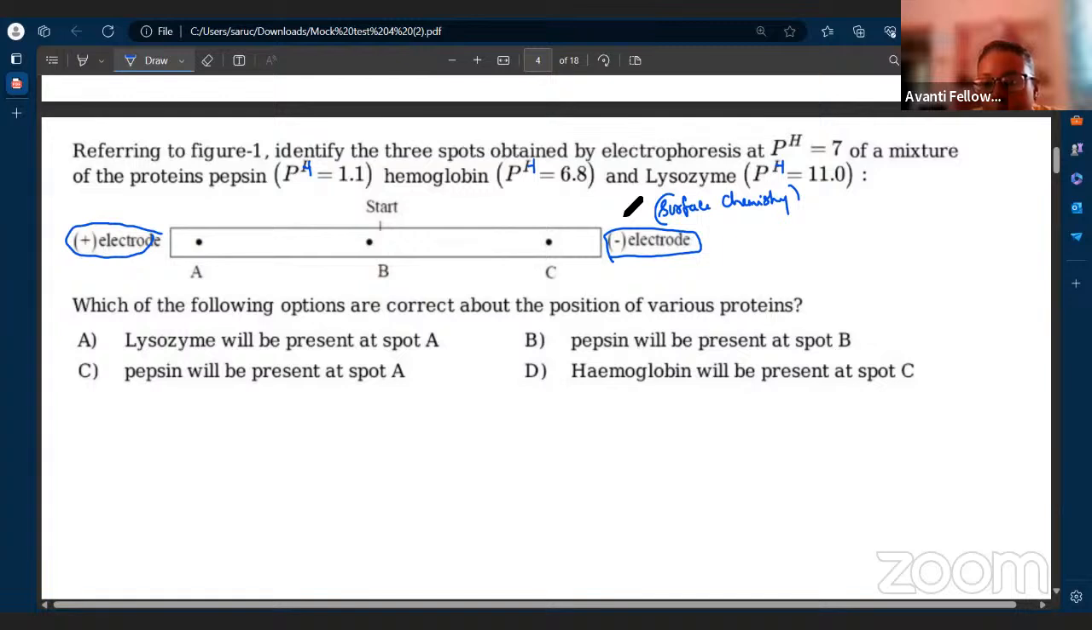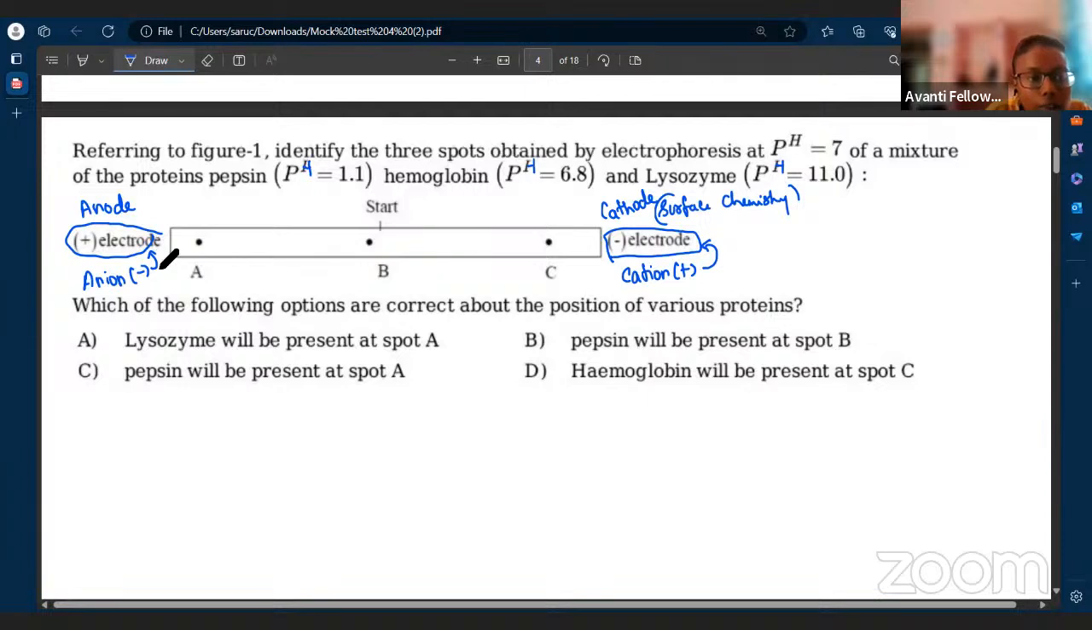Hey, students, are you there? Tell me what the positive electrode is, whether it is a cathode or anode. Yes. So we know that an anion has a minus charge, so it will move to the positive electrode, which is your anode. And a cation moves to the negative electrode, which is the cathode.